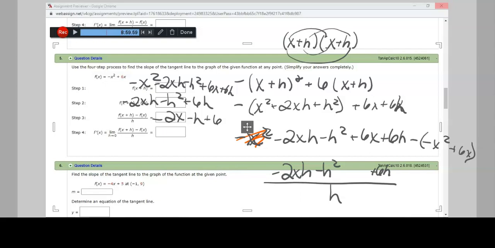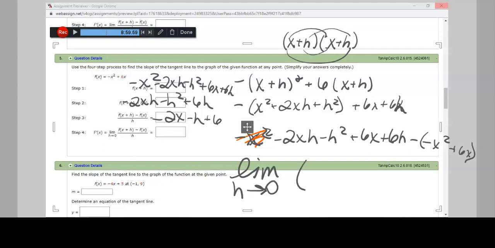Okay, and this is where the limit comes in. So now that I've reduced all that out, let's erase this real quick. I end up with the limit as h approaches 0 of negative 2x minus h plus 6. So anywhere that there's an h, you put a 0. So this is going to go away because it's a 0. So what's your final answer? Negative 2x plus 6.